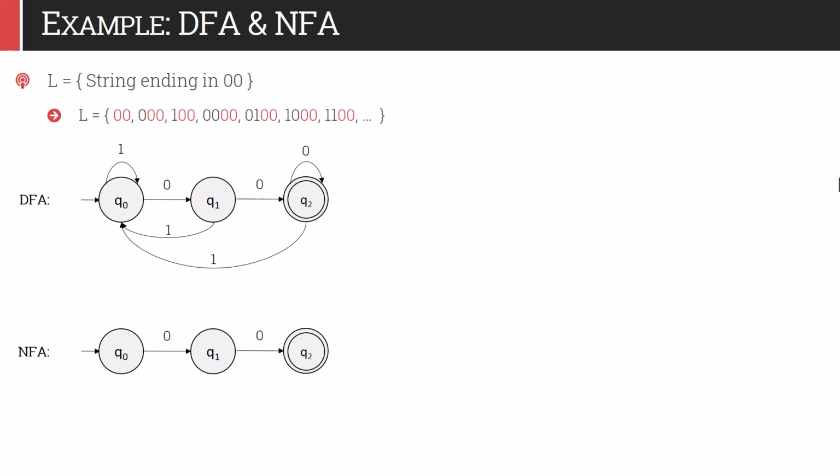Now we know that 00 should be at the end of the string, or the string should end with 00. Before that, we can read anything. So if we add an arc of 0, 1, we can produce any string of 0 and 1. And to terminate, we will go to the final state Q2 by reading 00.